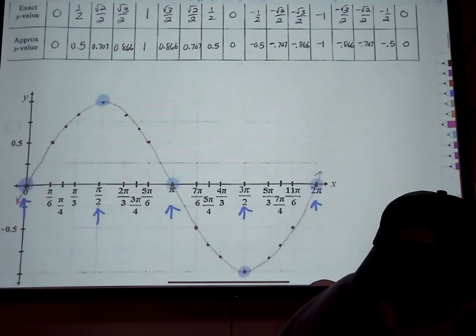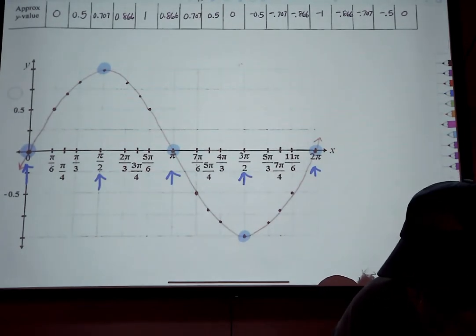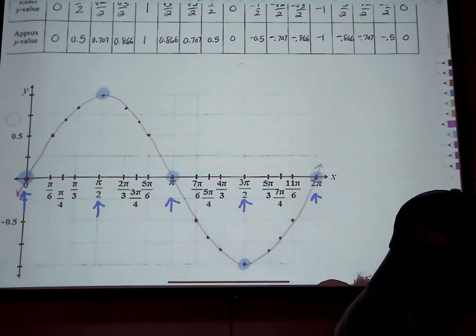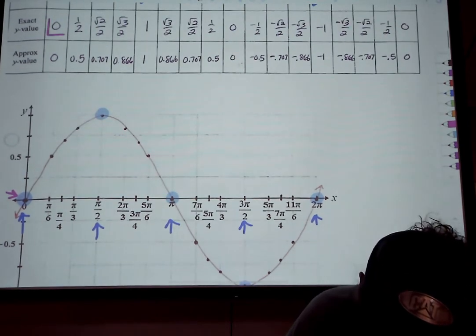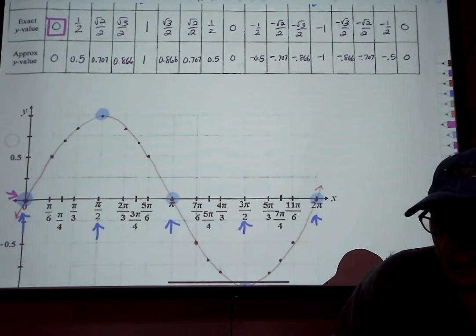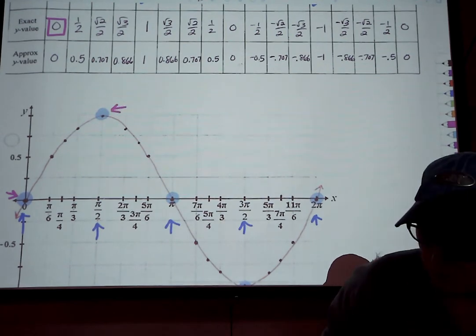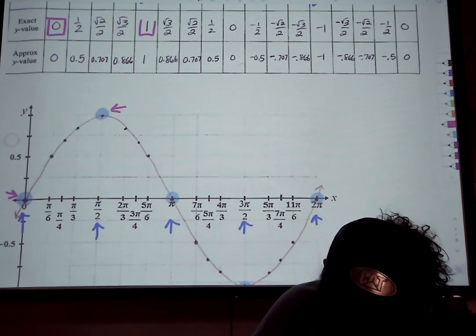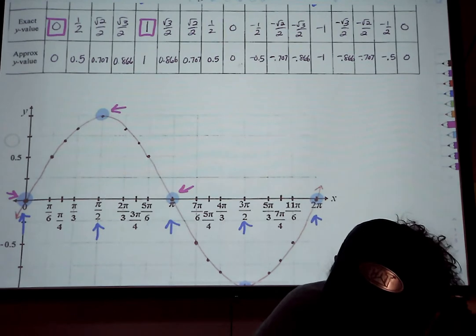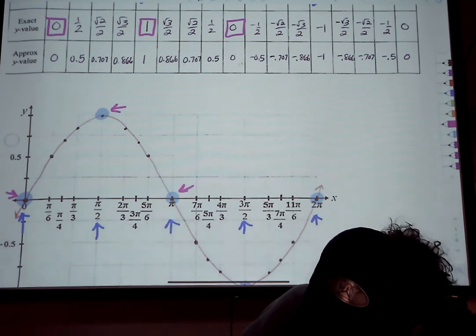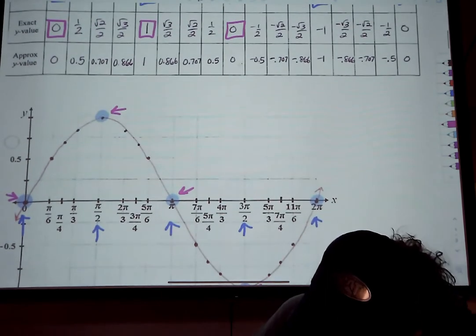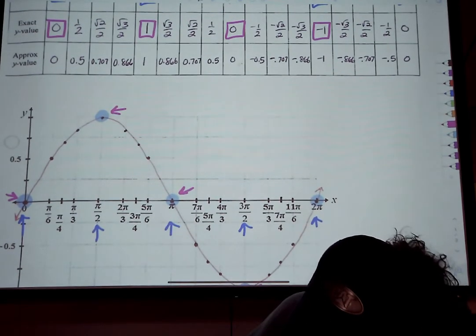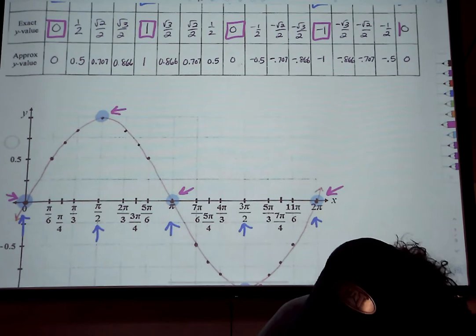Now I want you to go back to the graph, and I want you to check out the y values at each of those 5 points. Here you can see the y value is 0. At the next point that I want you to memorize, the y value is 1. And at the next point, the y value is 0. At the next one down here, the y value is -1. And it ends with y being 0.